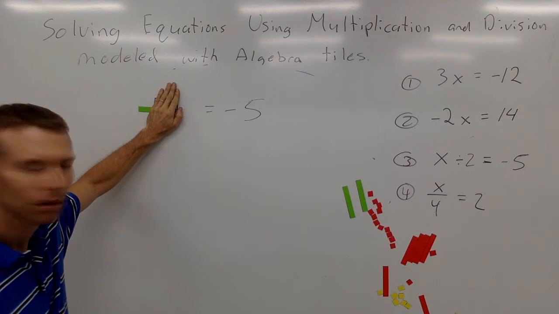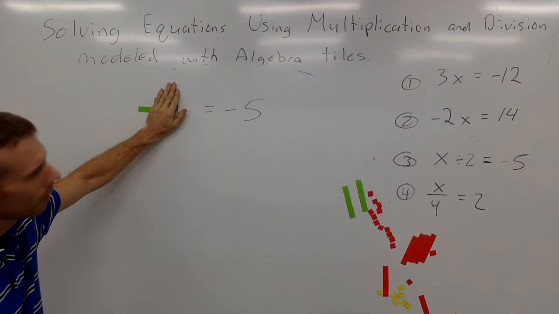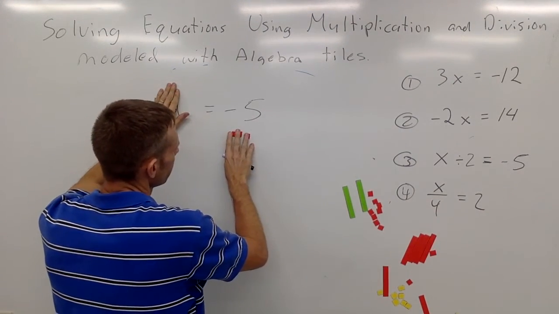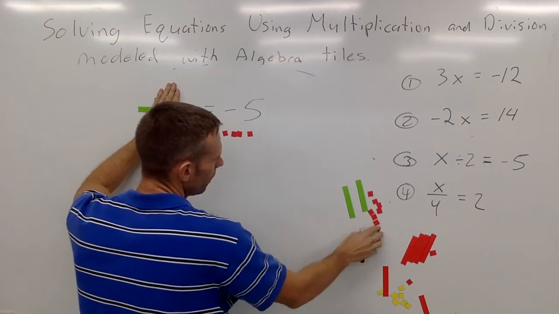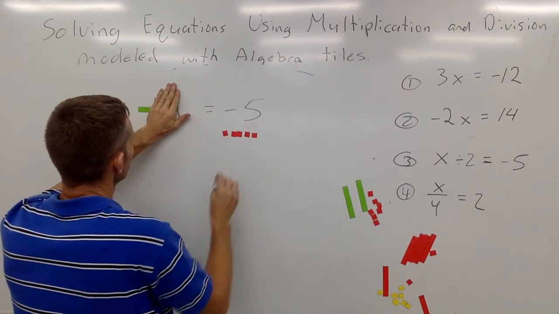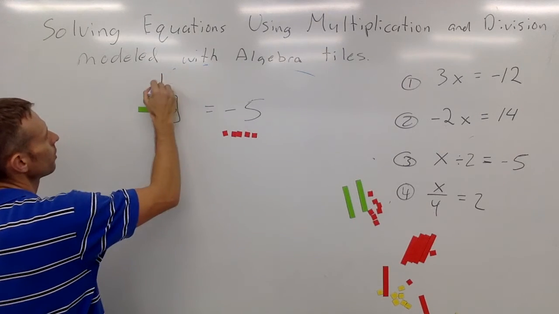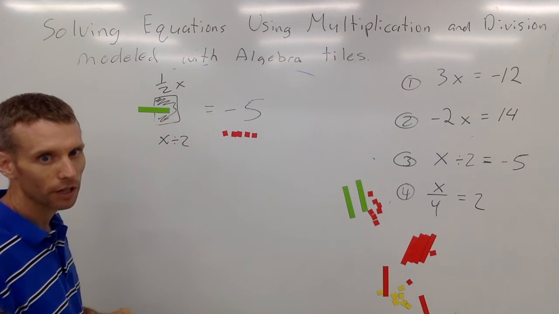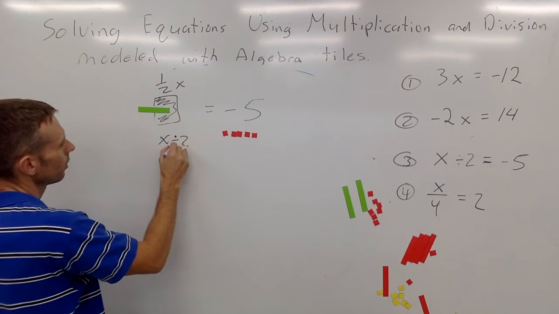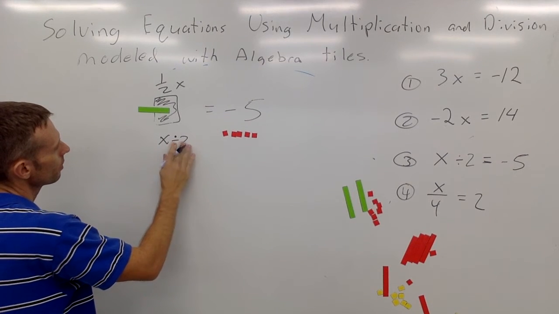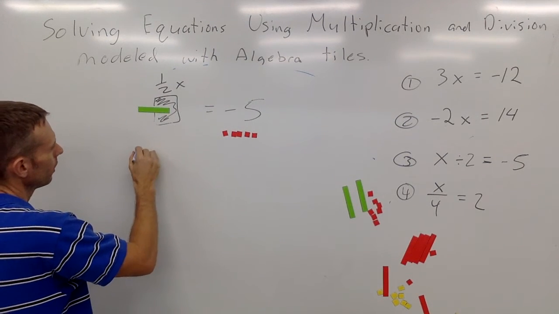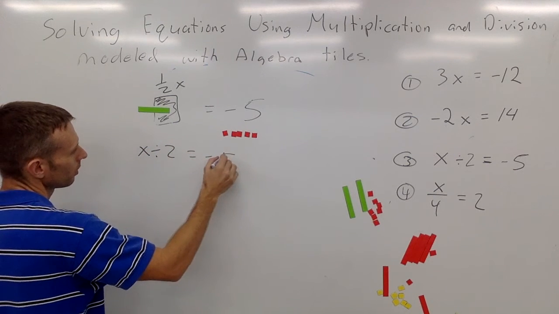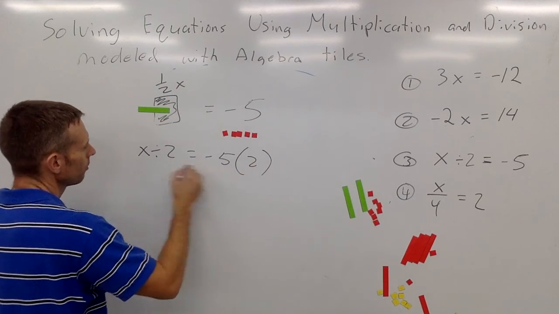Half of this x equals negative 5. So how would I find out what x is? If half equals negative 5, the inverse operation of x, right? Same thing. 1/2 x and x divided by 2, same. So x divided by 2, the inverse operation is times 2. So if I have x divided by 2, I'm going to multiply both sides by positive 2.